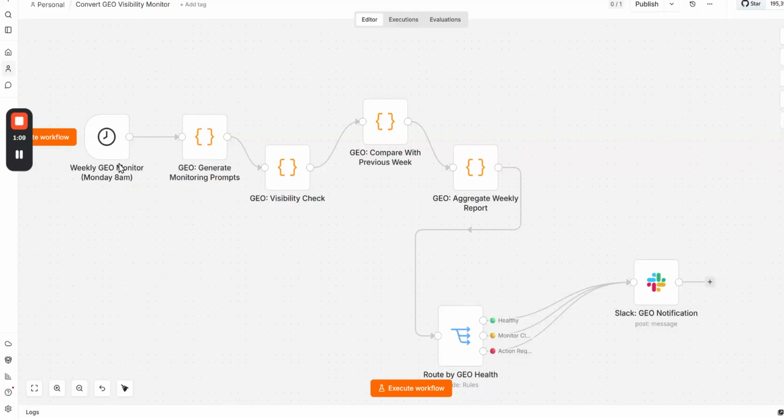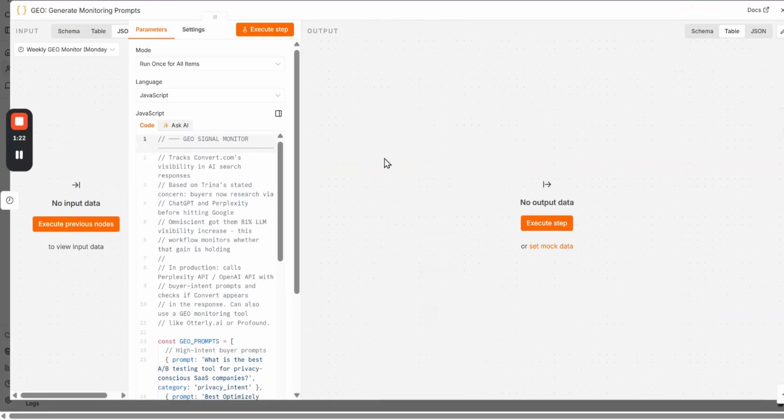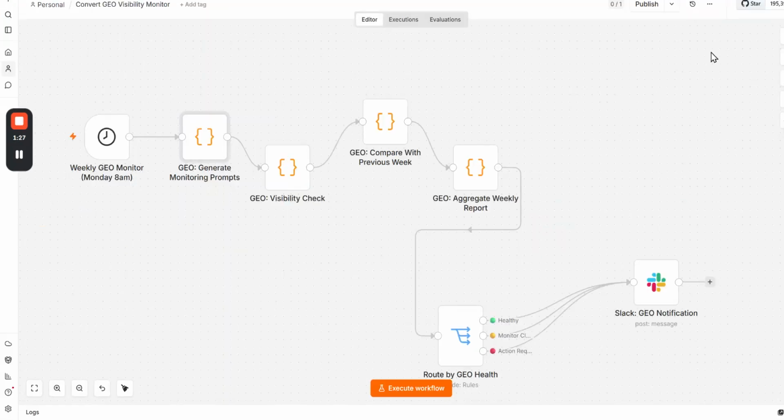This node runs. Then the workflow generates a list of buyer intent prompts that potential customers would realistically ask an AI tool. Oh, sorry, I need to run this first. Okay, so let's run this first.